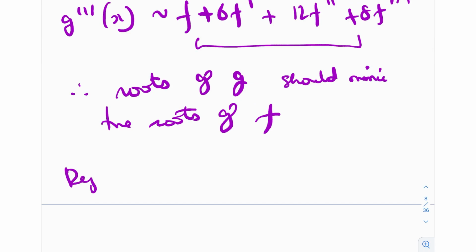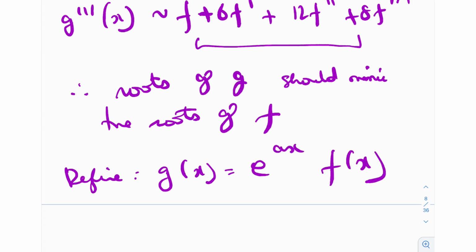So what I'm going to do is define g of x as e raised to power ax times f of x. Why did I do this? Because we need something of the form f triple prime x. So maybe once I find the third derivative of g, using the product rule, I'll get the third derivative of f on the right hand side as well. So there will be some term of the third derivative of f somewhere in the right hand side. That is point number one. And point number two is that the roots of g should mimic the roots of f.